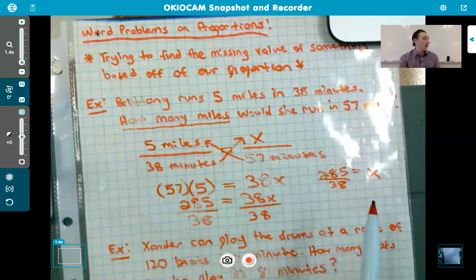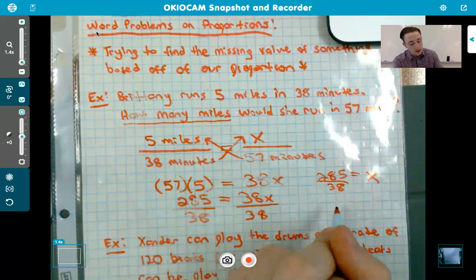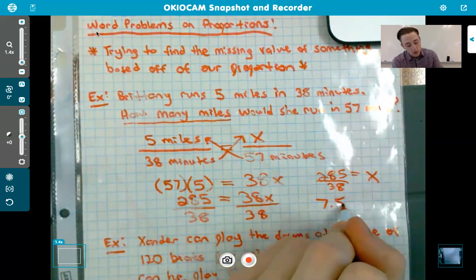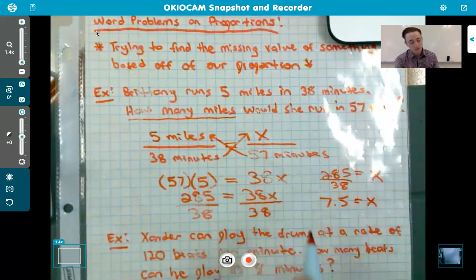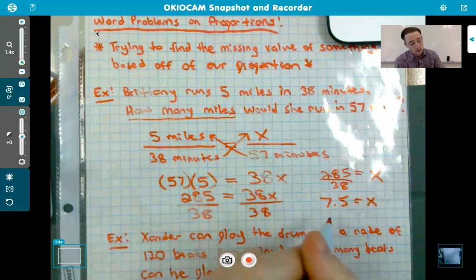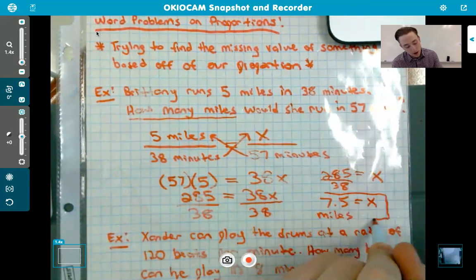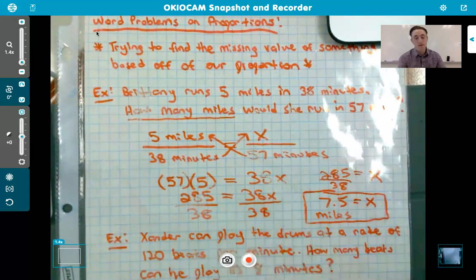And again, you can use a calculator, you can use Desmos, whatever you need to do to find that value. Well, 285 divided by 38 is going to give you 7.5, right? Now let's recall what this stands for. We solved for X. That was the total amount of miles that Brittany could run in those 57 minutes. So we would want to write this as 7.5 miles for our final answer, right?